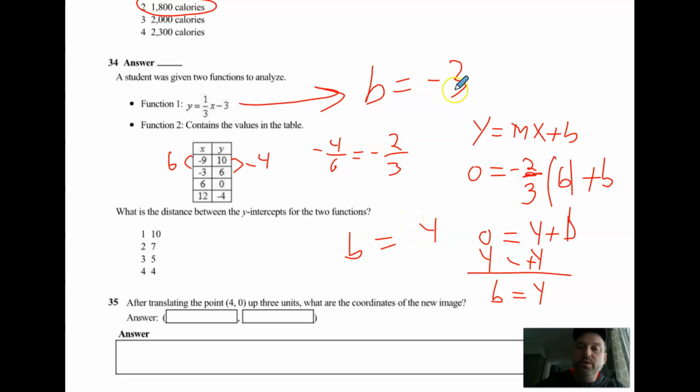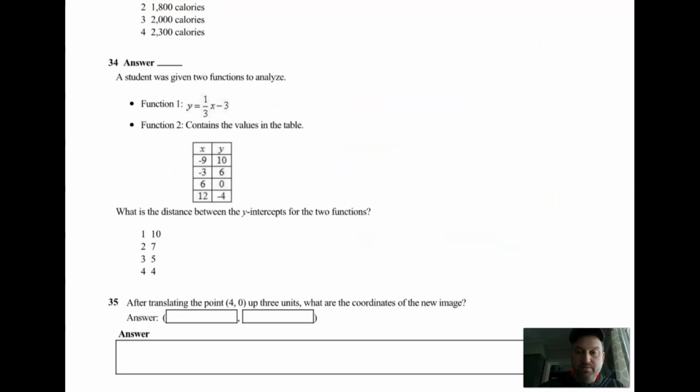So the difference between -3 and +4, here's -3, here's +4. How far apart are they? 1, 2, 3, 4, 5, 6, 7. Choice 2.